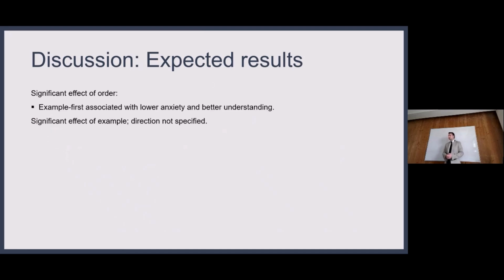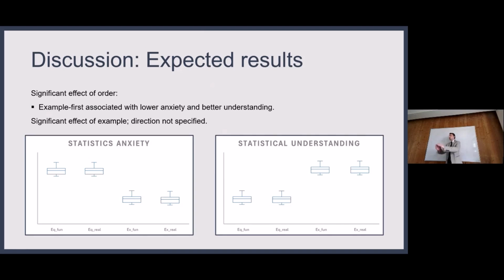What I'm going to show you now is what we're expecting the data to look like in the end. We expect that there will be an effect of order, that it will look like this. The participants who see the equation first will be higher in anxiety and will be lower in understanding. Basically, we predict that participants who see the equation last will do better, less anxious, more understanding, will do better than participants who saw the equation first. I expect there'll be some effect of the example used. I'm not sure what that would be, and as such, I haven't put it in the diagram. So that's what we're expecting.